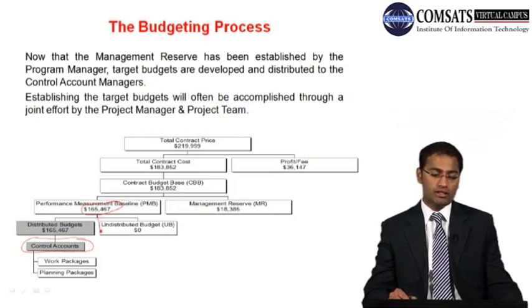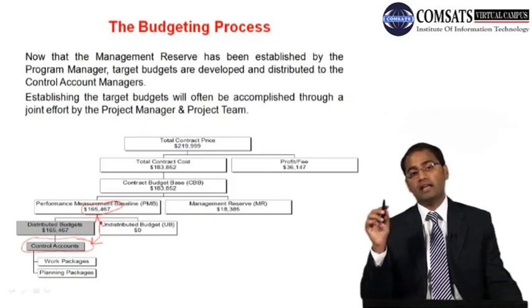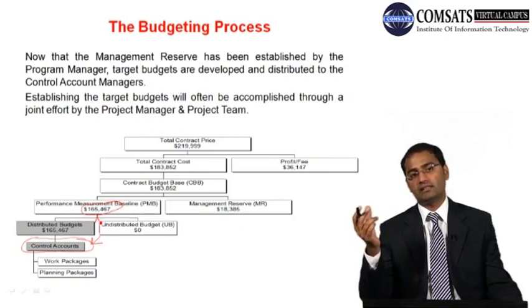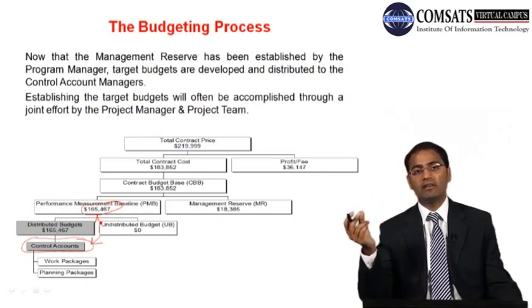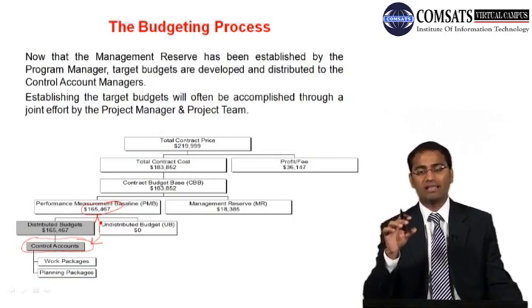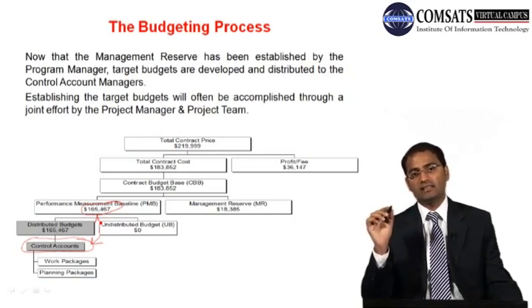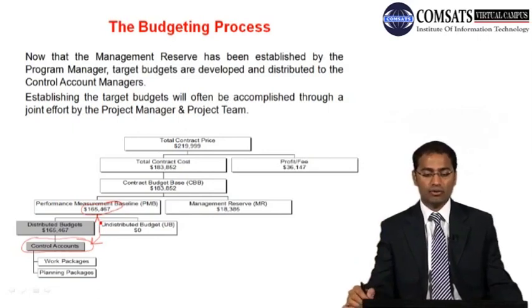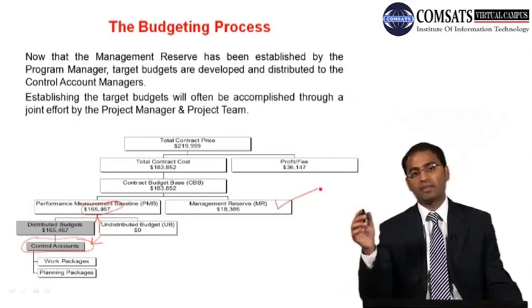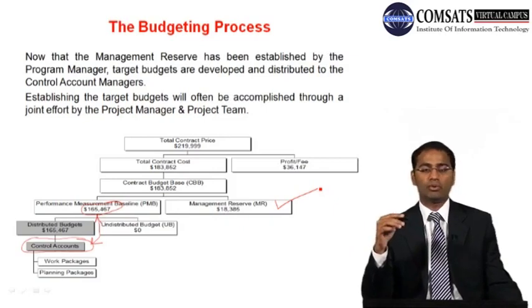So when you go there at control account level, then the project manager will retain the contingency reserve with him or her, and will give the money to the control account less contingency, in similar fashion as was done by the program manager when he or she held the management reserve and gave the remaining amount to the project manager.